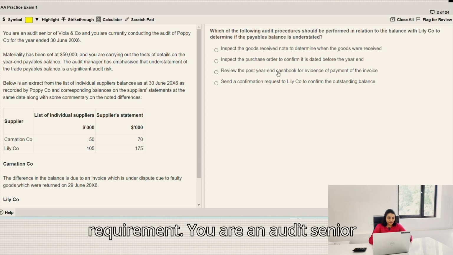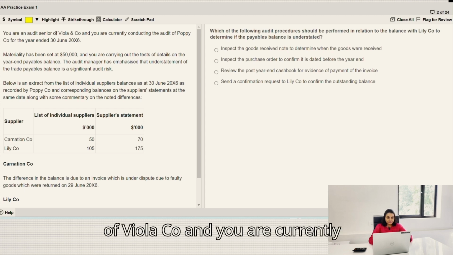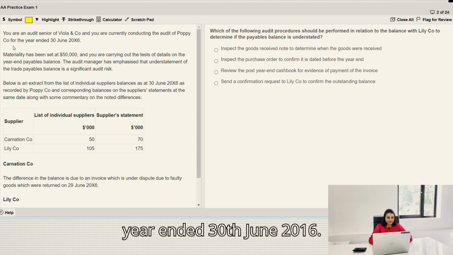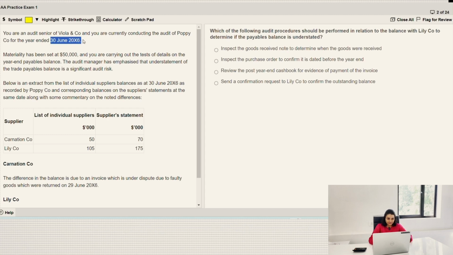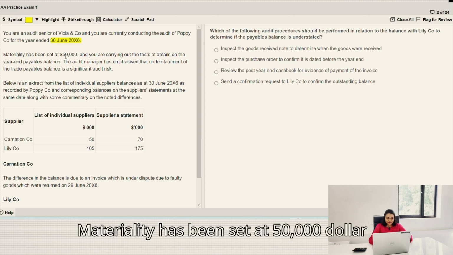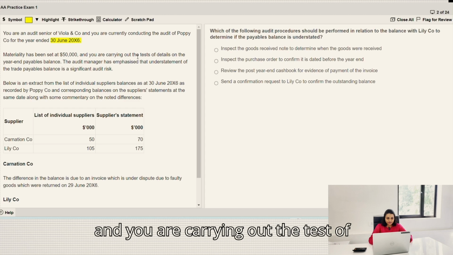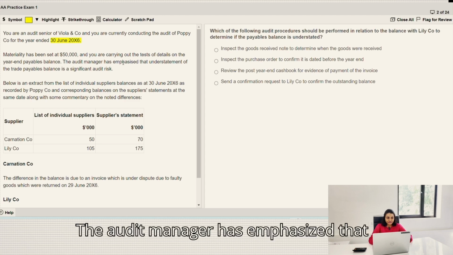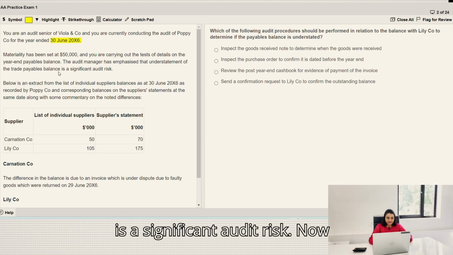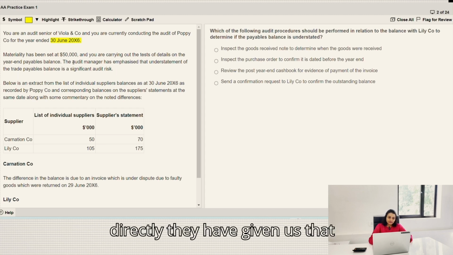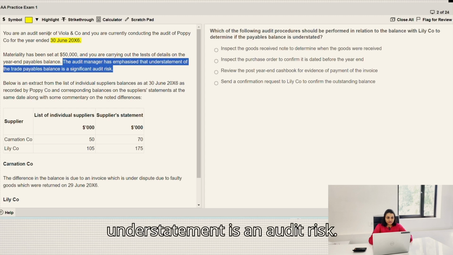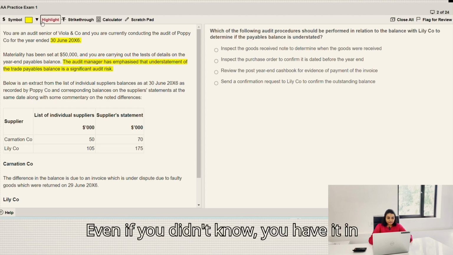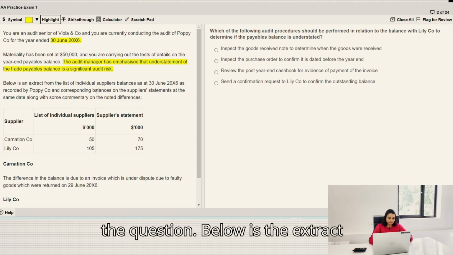Now let's read the requirement. You are an audit senior of Viola & Co. and you are currently conducting the audit of Popoy Co. for the year ended 30th June 2016. Materiality has been set at $50,000 and you are carrying out the test of details on the year-end payable balance. The audit manager has emphasized that understatement of trade payables balance is a significant audit risk. Now directly they have given us that understatement is an audit risk. Even if you didn't know, you have it in the question.